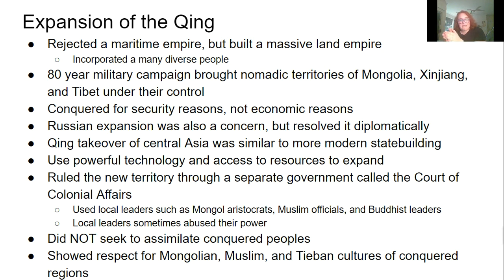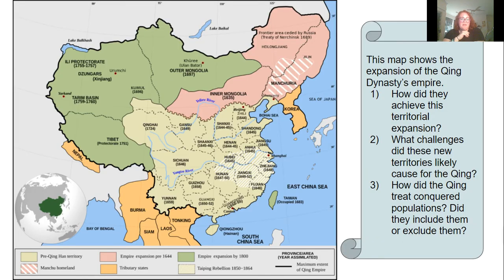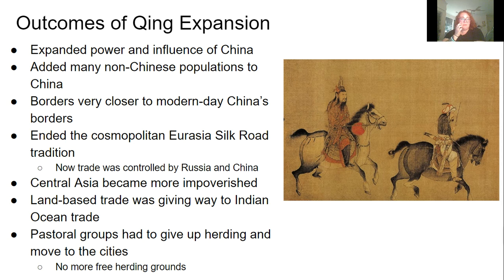But the one thing that they did is that they did not ask conquered people to assimilate into Chinese culture. They showed respect to Mongolians, Muslims, and the Tibetans. So they allowed them to continue their own cultures and their own religions, but be conquered regions under a Chinese government. So this is a map showing you the expansion of the Qing dynasty.